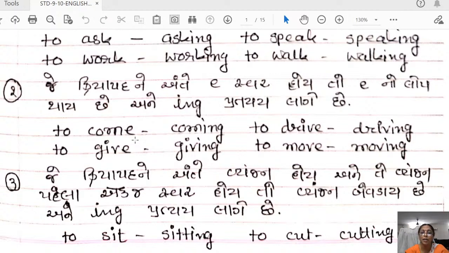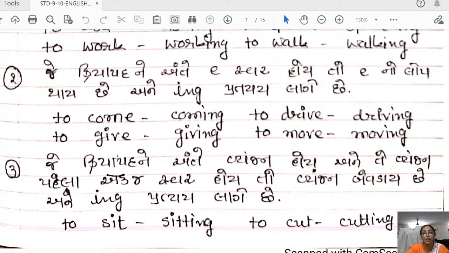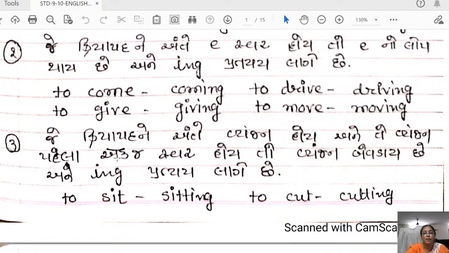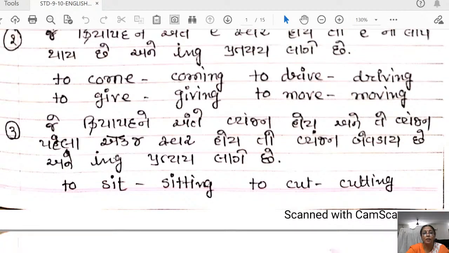coming. E lakhato nathi. In the same way, second example is to drive becomes driving, D-R-I-V-I-N-G. E becomes a disappear. Then third example, to give becomes giving. Fourth, to move becomes moving. See, I am moving the page.